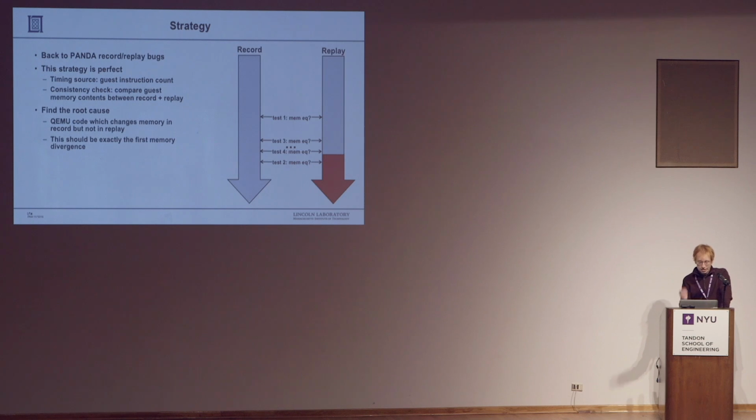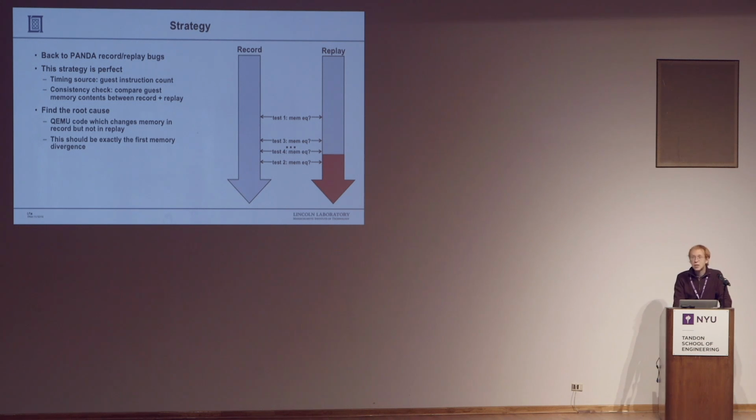So let's look at this in detail. If we have some way of checking at different points in the recording and the replay whether the state is consistent, then we notionally could just do a binary search over time and find the first place where the state diverged. That should just work as long as we can come up with a system that will allow us to go back and forth in time.